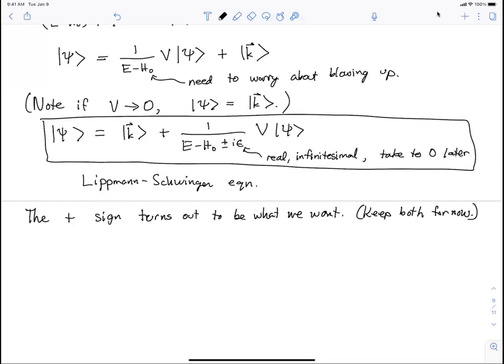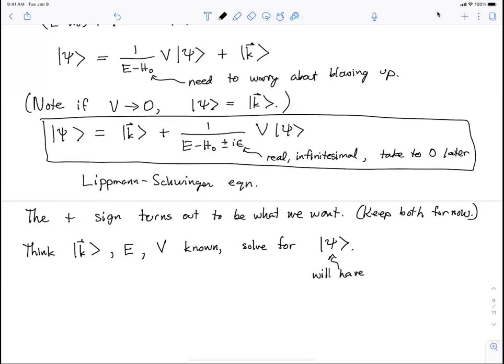Okay, and so when we're solving this equation, what we want to do is think of the incoming state and its energy as known and the potential as known. Okay, and we're supposed to solve for the scattering state psi, and then that state is going to have built into it the scattering amplitude when we solve it.